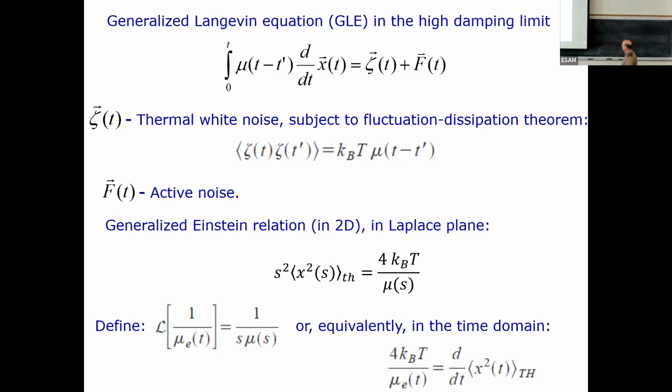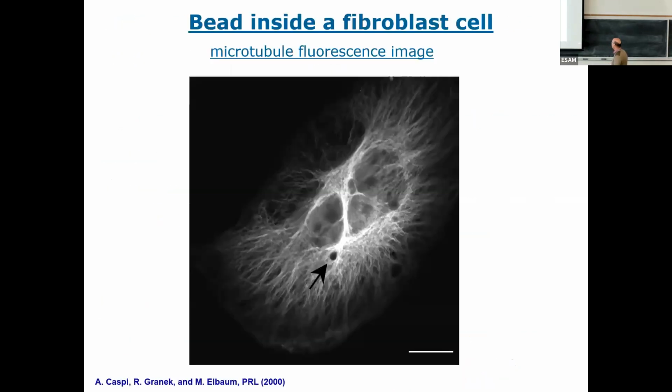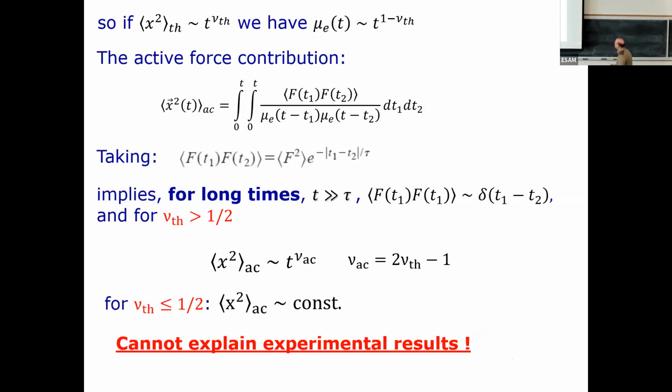Now let us define the Laplace transform. Using this mu s, 1 over s mu s is actually the Laplace transform of something which I call mu e of t, just for convenience. And basically, that mu e of t also obeys this relation in the time domain, where this should be small thermal. Again, small mistake, sorry about that. Therefore, if the thermal MSD goes with a certain exponent nu thermal, then mu e goes like t to 1 minus nu thermal.